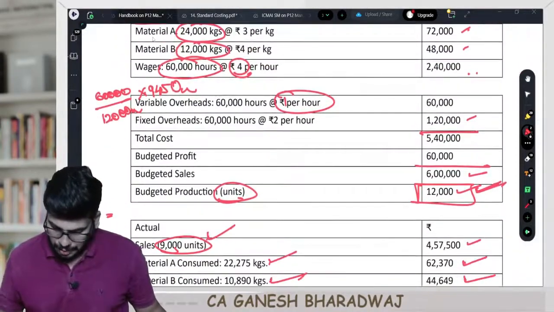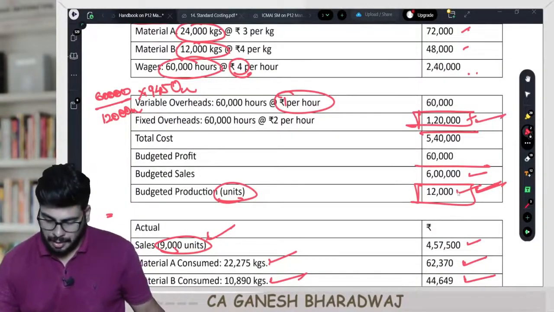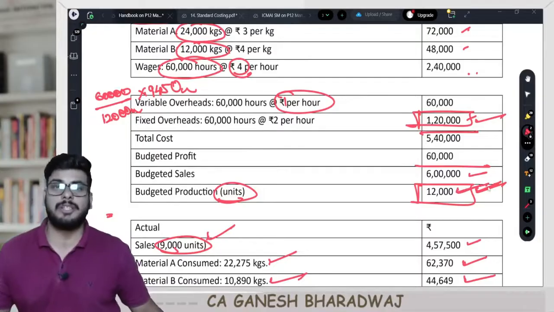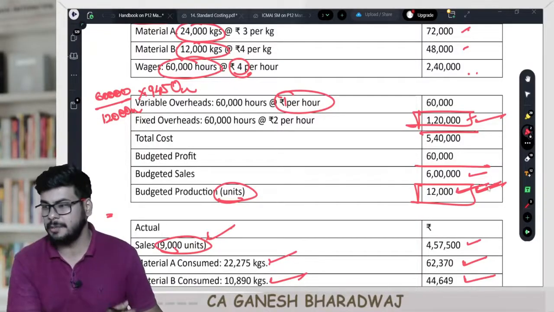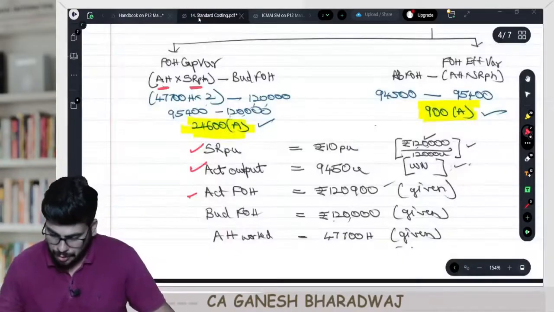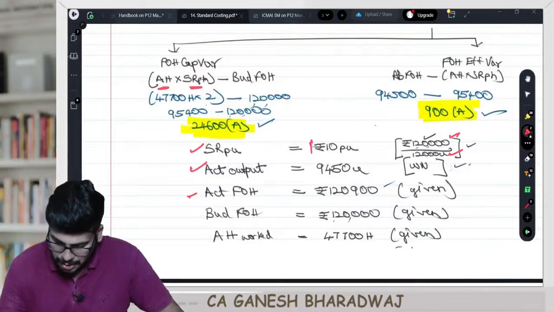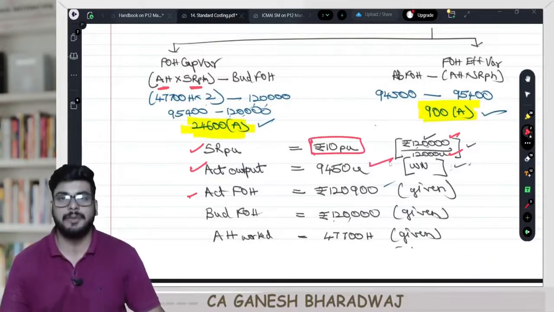They have given what the fixed overheads are. They plan to incur 1,20,000 rupees and they plan to produce how many units? 12,000 units, which means what is the predetermined rate, the absorption rate or the standard rate per unit? It's going to be 1,20,000 divided by 12,000, which is 10 rupees per unit. What is the actual output? We just calculated. It's going to be 9,450.